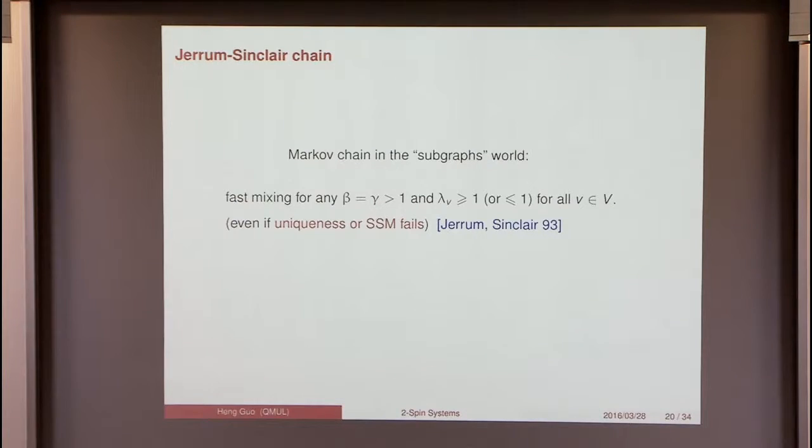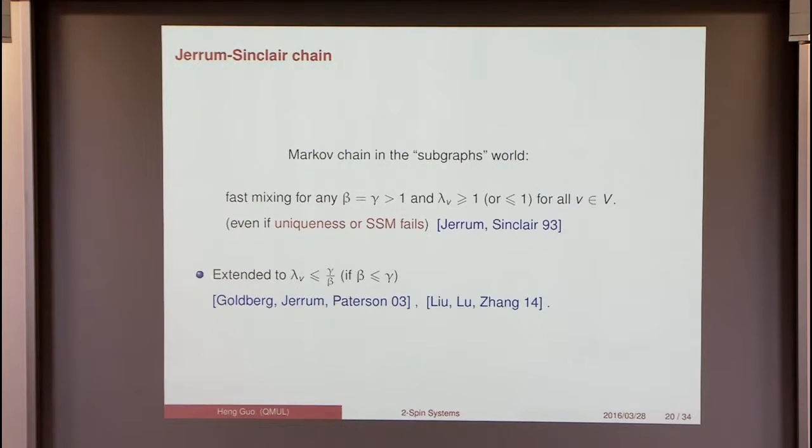The interesting thing about the Jerrum-Sinclair chain is that it works in the subgraph world instead of the original Ising world. And it is shown to be fast mixing for any Ising model. If the fields are consistent, so suppose we have a non-uniform field lambda_v for different v, and if they are all larger than 1 or all less than 1, then this chain is fast mixing, even if uniqueness or strong spatial mixing fails.